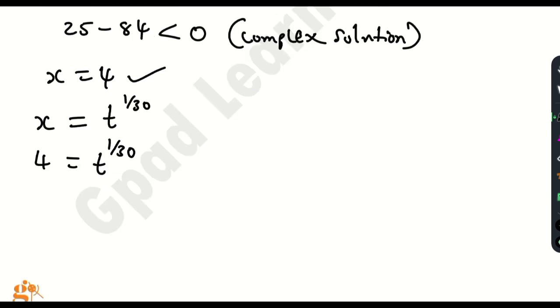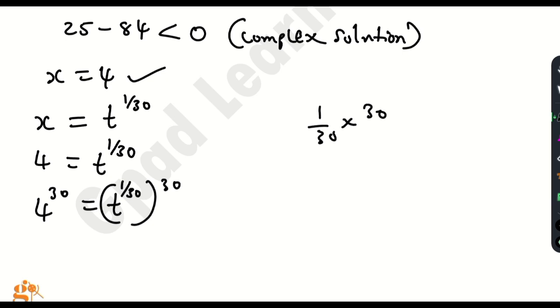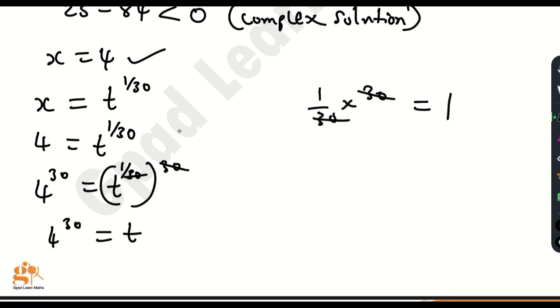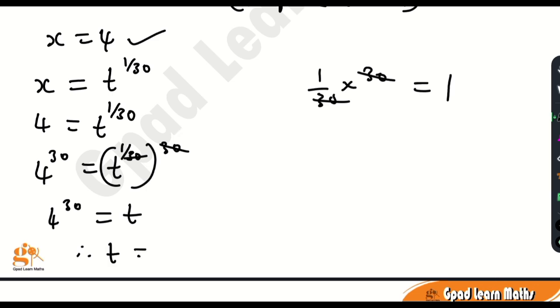So what am I going to do? I am going to apply the 30th power to both sides. So that will be what? 4 raised to the power 30 is equal to t raised to the power 1 over 30, then raised to the power of what? 30. Now see the reason why I did this. 1 over 30 times 30 will give me what? 1. So when you cancel out, you just have t alone. So 4 raised to the power 30 is equal to t, and this is the value of t. Therefore, t is equal to 4 raised to the power 30.